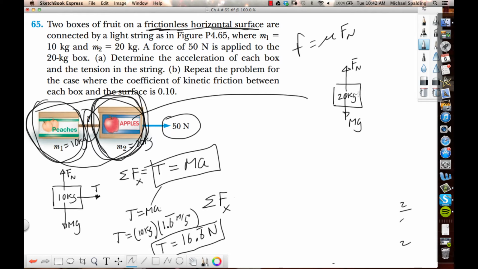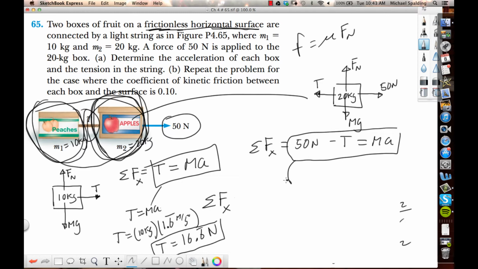So what are the x forces? 50 newtons to the right. What's the force to the left? Tension, right? There's that rope here. Which way is that rope acting on the box of apples? To the left. So now when you sum the forces in the x direction, you're going to get 50 newtons minus T equals ma.